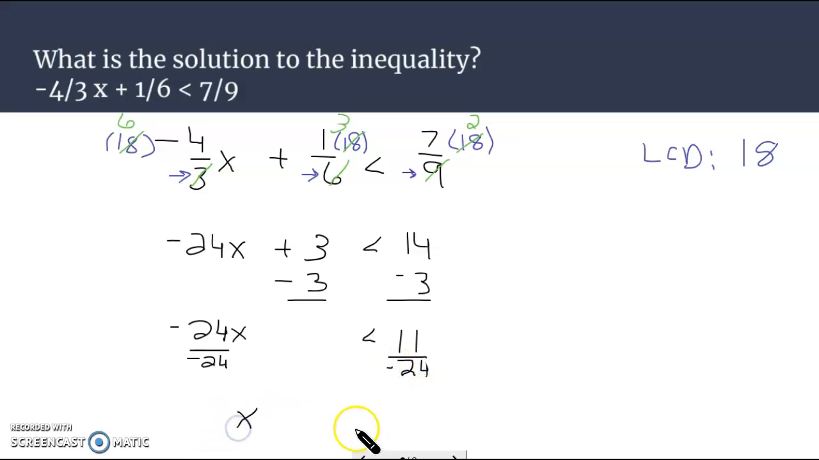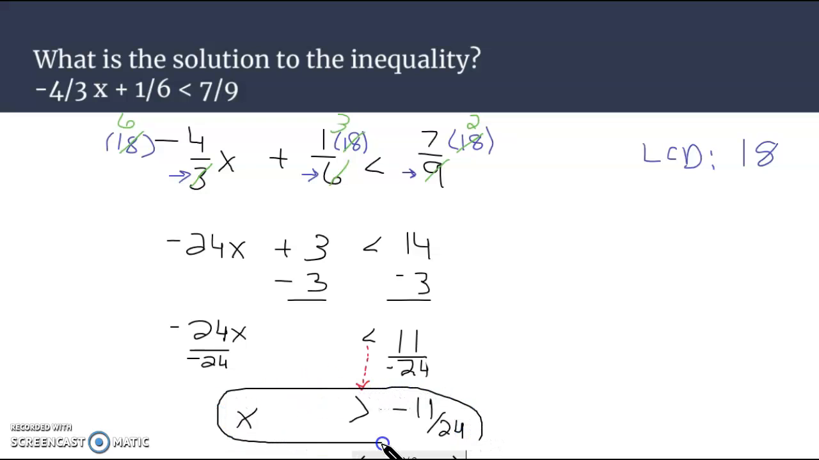The rules of inequalities: when you multiply or divide by a negative, the inequality symbol has to switch. Notice the switching that happens here. Went from a less than to a greater than. And then the fraction negative 11 over 24 doesn't reduce, there's nothing to change. We're just going to leave it negative 11 over 24. Final solution here, x is greater than negative 11 over 24.